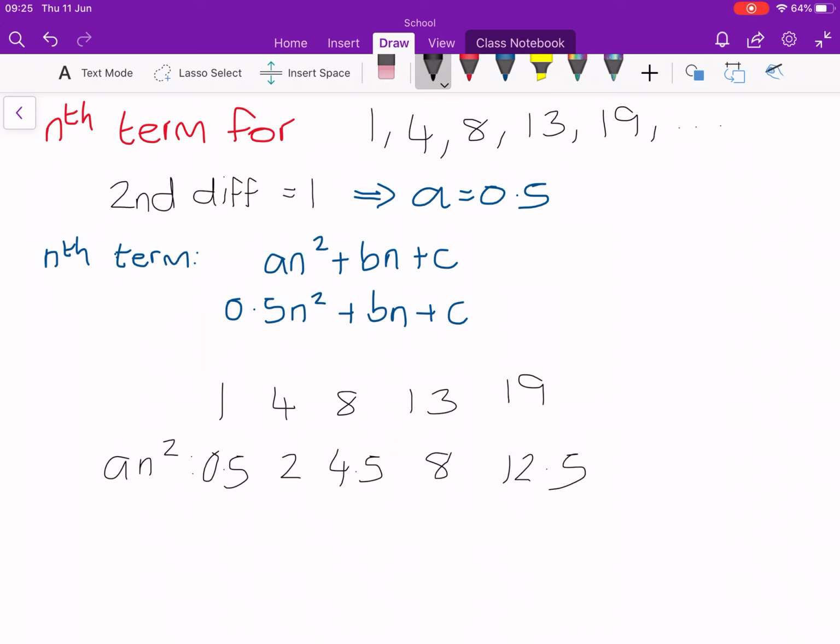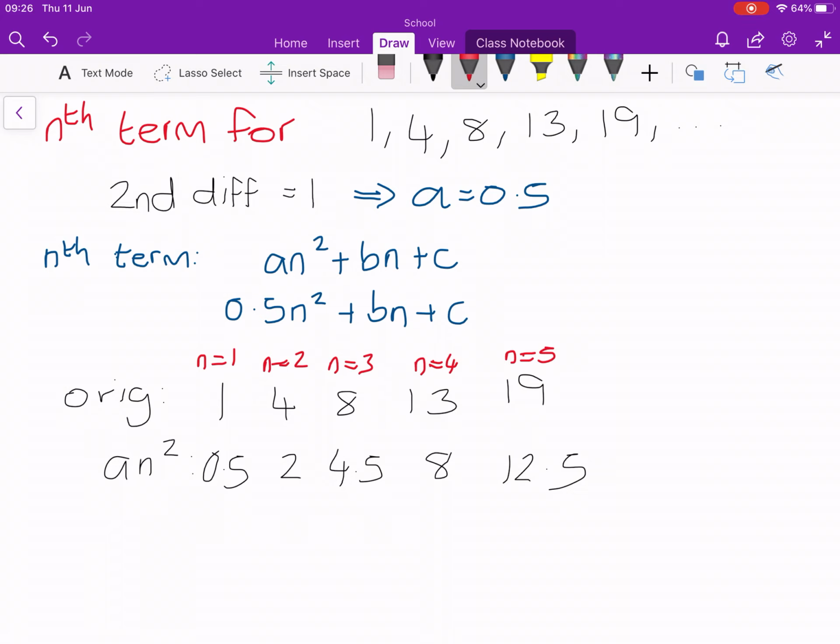Just to illustrate where these two sequences came from, the top line is the original sequence. The bottom line is the sequence an squared. So you've worked out that a is going to be 0.5. For each of these columns, and this is where some people can get confused, each of these columns is n equals 1, so that's the first term, the second term, the third term, the fourth term, and the fifth term. So what you've now done is create another sequence, the sequence an squared.